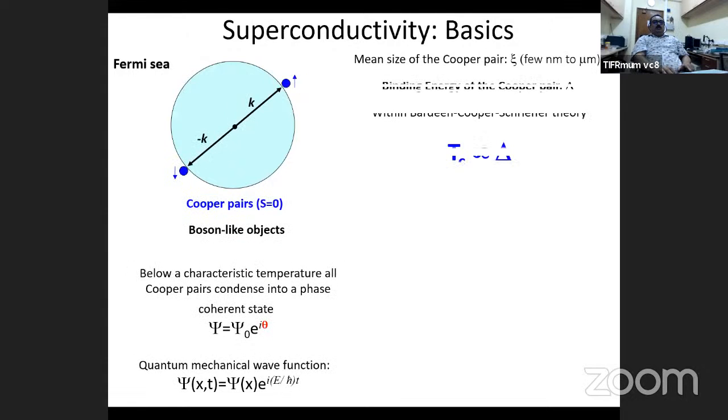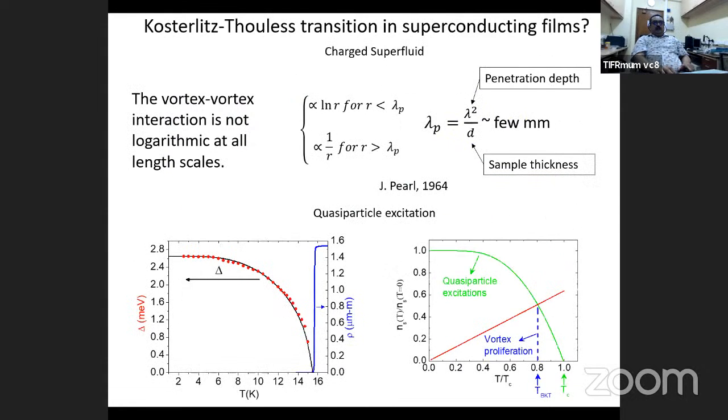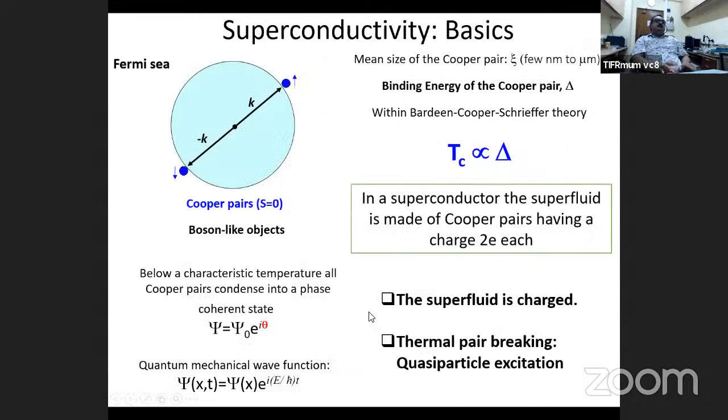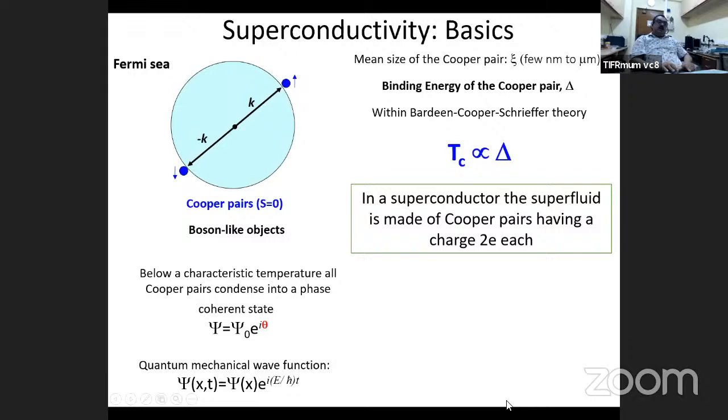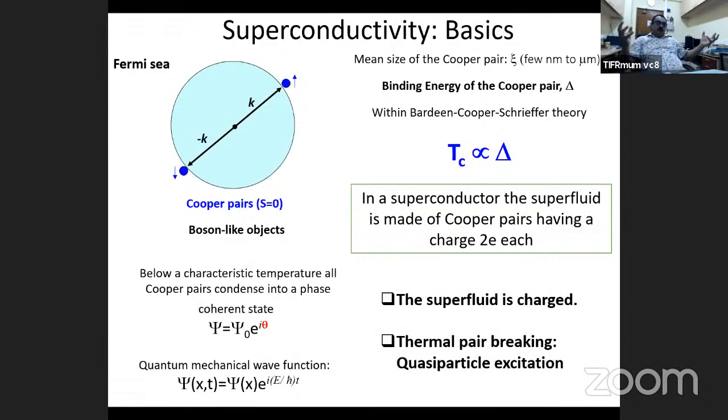However, what we want to study is superconductors. And in superconductors, things are more complicated. Because in superconductor, there are two problems. One problem is that the superfluid is not neutral. The superfluid is charged. Electrons have a charge. So these bosons are charged objects. And charged objects means that they will have some screening length.